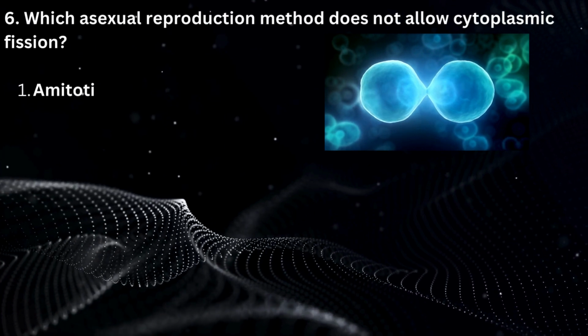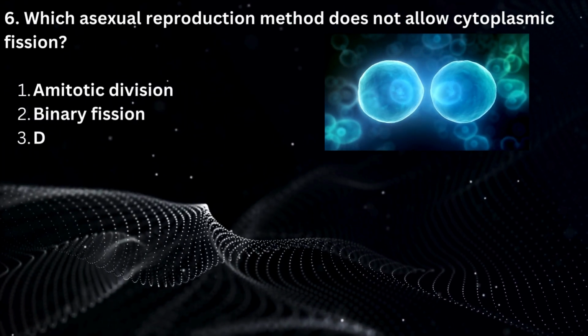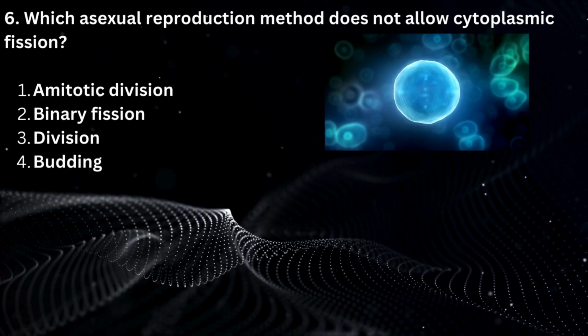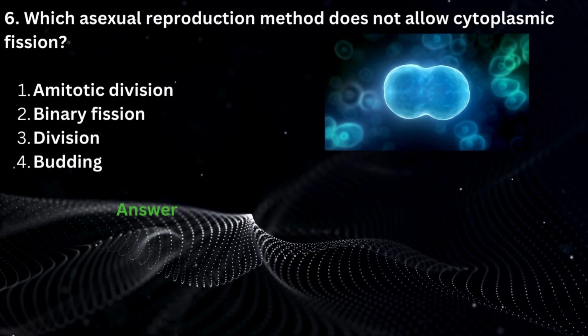Question number 6, which asexual reproduction method does not allow cytoplasmic fission? 1. Amitotic division. 2. Binary fission. 3. Division. 4. Budding. The answer is 1.